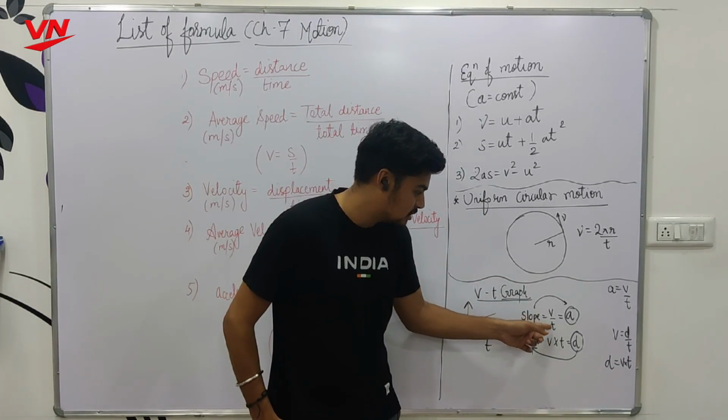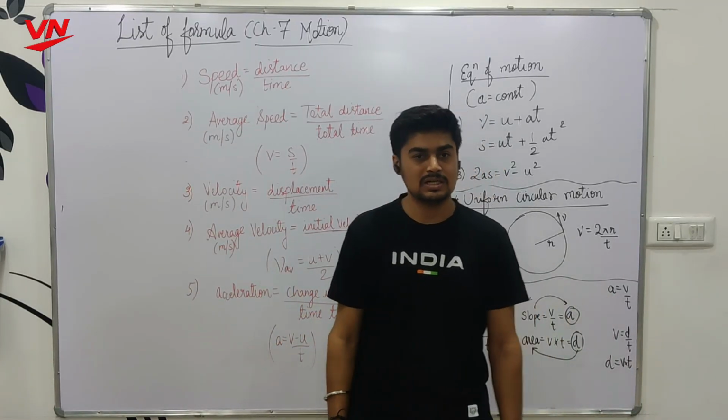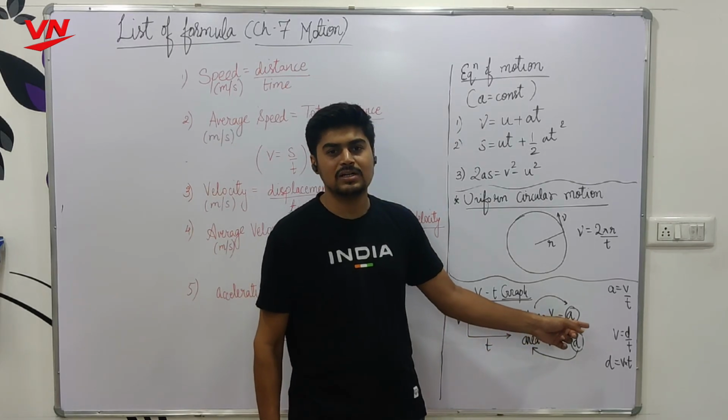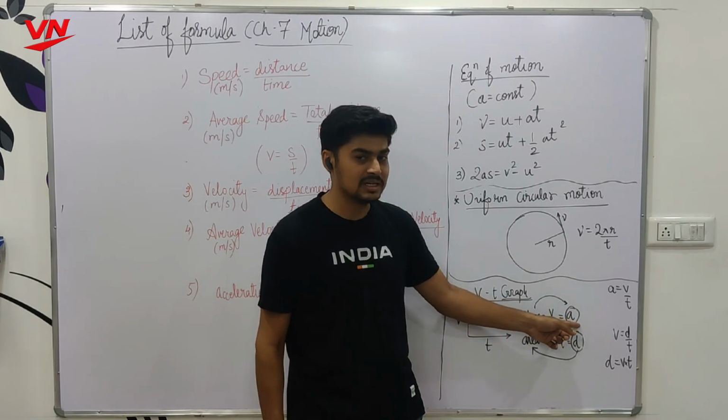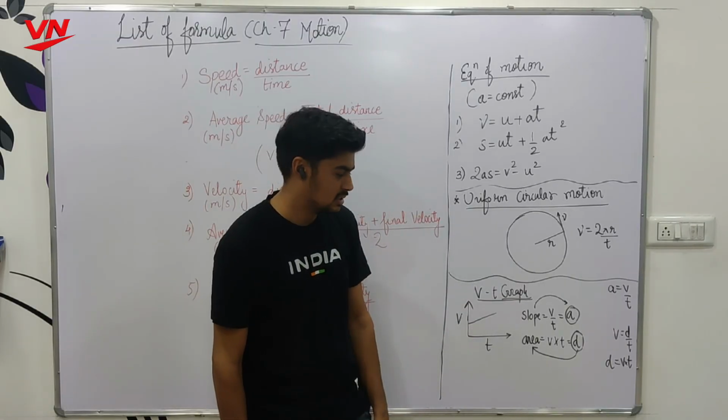And that change in velocity upon time is nothing but your acceleration. We have just discussed change in velocity upon time. So if it is asked to find the slope, basically you are finding the acceleration. If it is asked to find the acceleration, you will find the slope. The slope will itself be nothing but the acceleration.